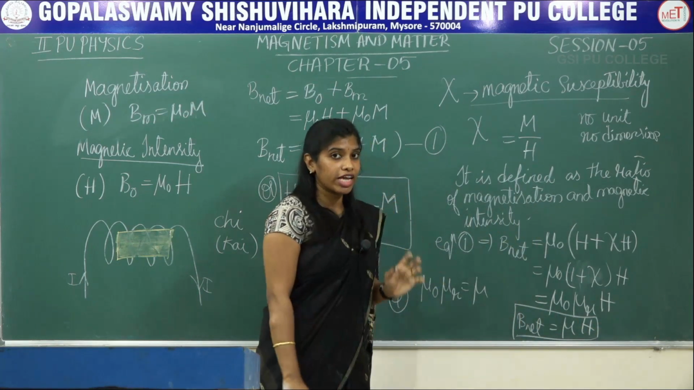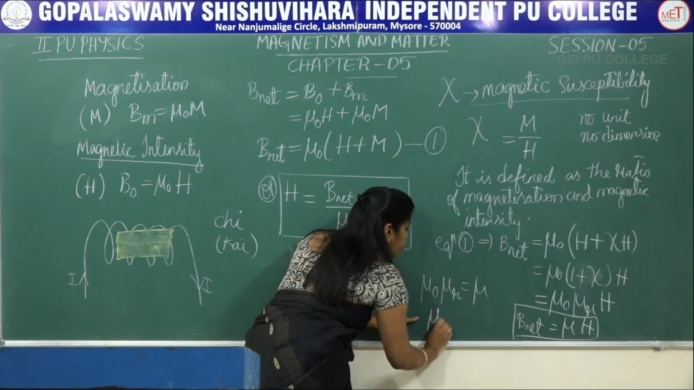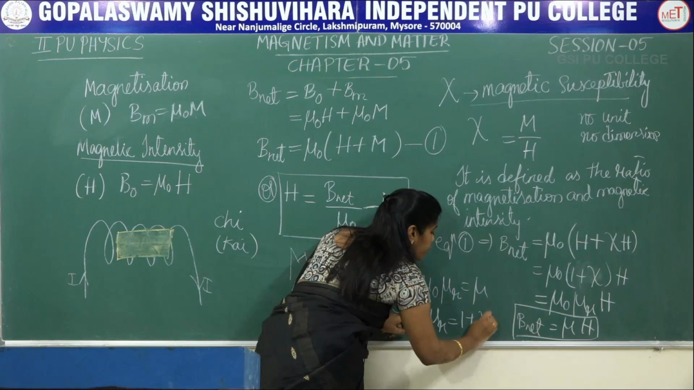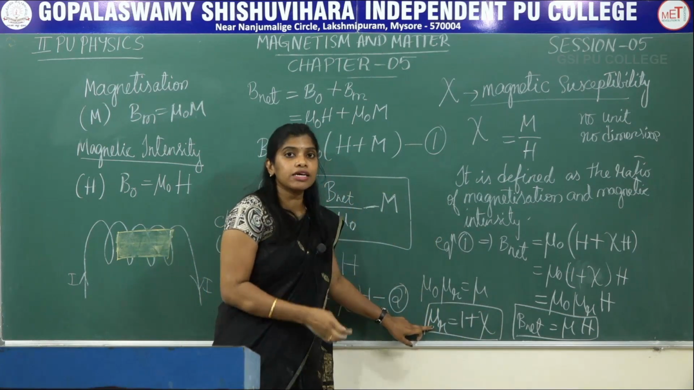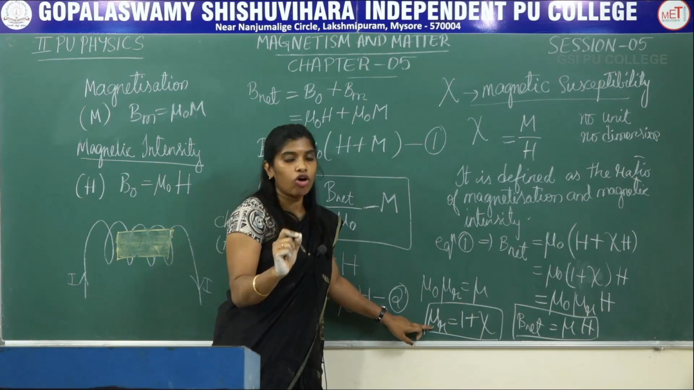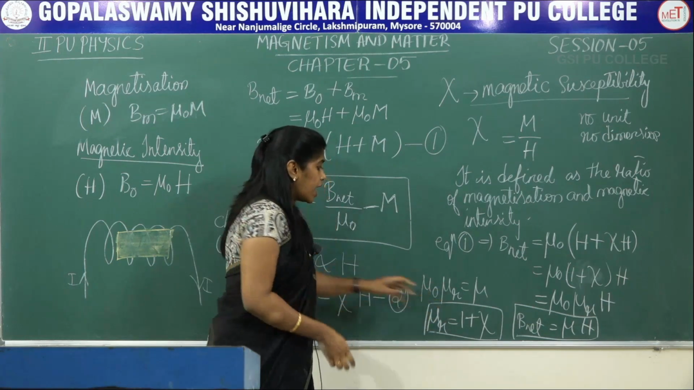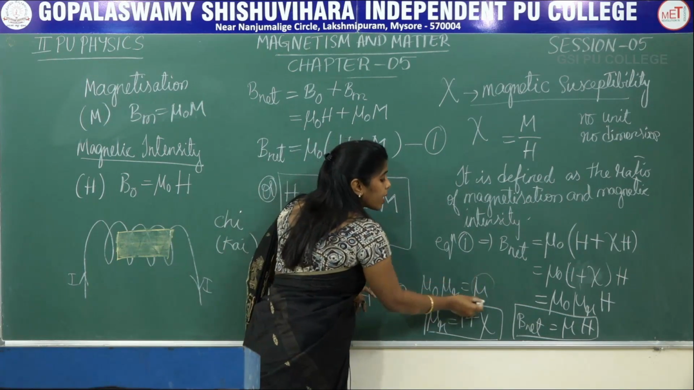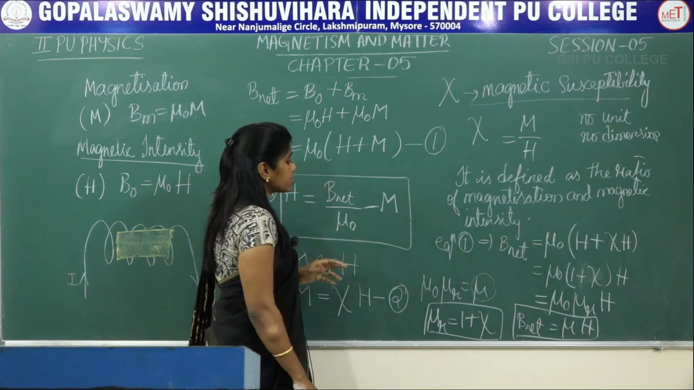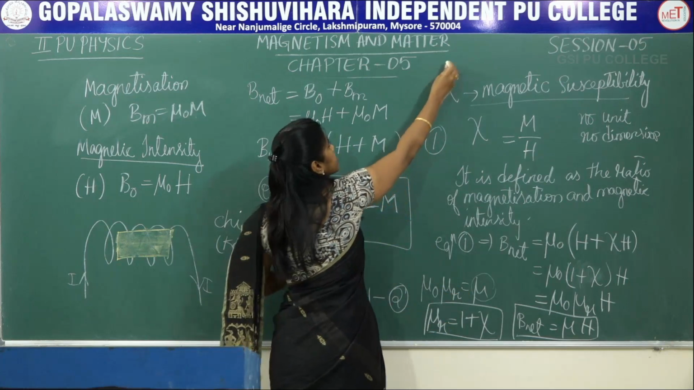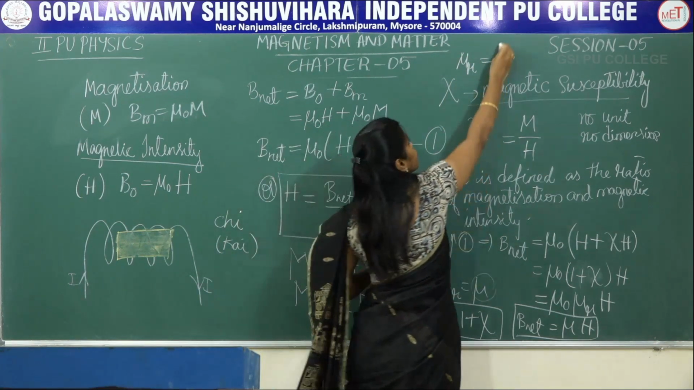The very important relation which you have to remember is, here we have replaced mu r as equal to 1 plus chi. Remember this. Mu r is the relative permeability of any material. So the relative permeability is nothing but the ratio of the permeability of the material to the permeability of free space. That is, I can write mu r as mu by mu naught.